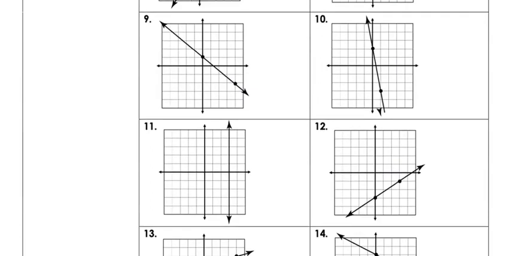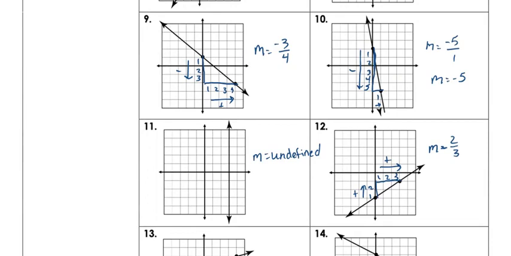All right, number 9 has a negative slope, so we're at negative 3 over 4. Number 10 drops 5 and then goes forward 1, so negative 5 over 1, which simplifies to negative 5. 11 is a vertical line. All vertical lines have a slope of undefined. And then in number 12, this is a positive slope. It's going up and over to the right, so up and forward. So I go up 2 over 3. I have 2/3, and that is already simplified.